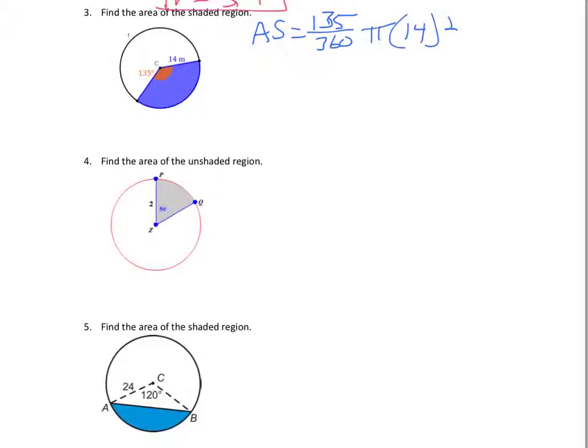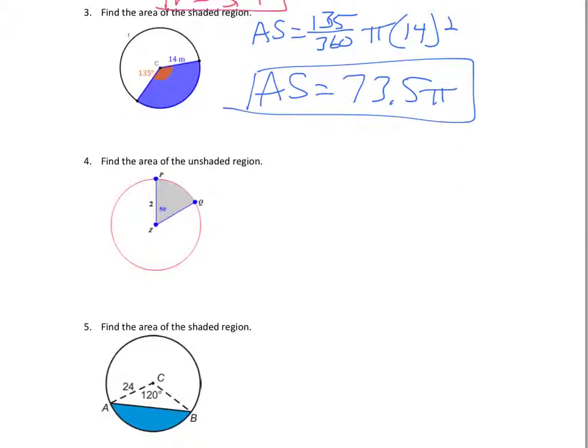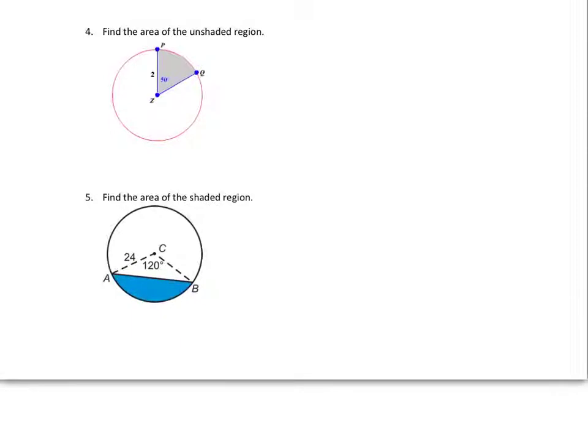Now, I want pi in your answer as much as possible, okay? So we're going to take the 14 squared and then multiply that by 135 over 360, and you get 73.5, okay? So when you're at 73.5, I just want you to write 73.5 pi. Leave the pi on the end. That's perfect.